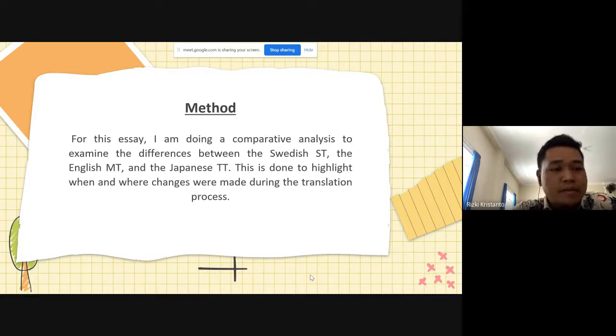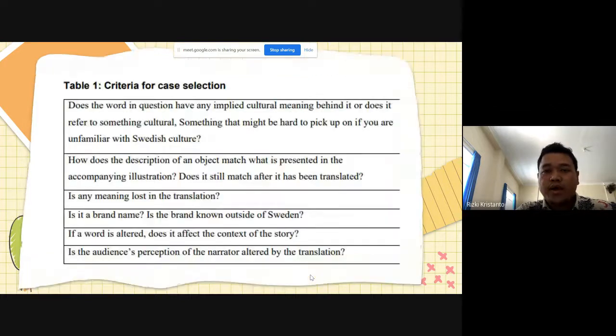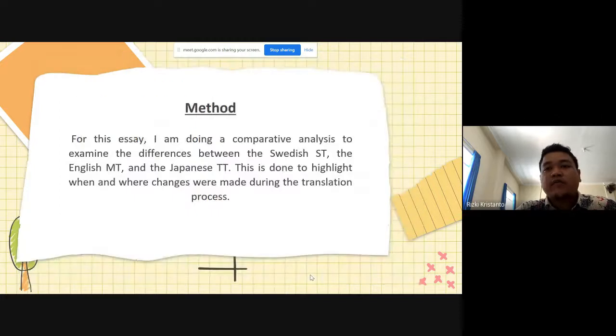And the method that is used is comparative analysis to examine the differences between the Swedish source text and English mediating text and Japanese target text. This is done to highlight when and where changes were made during the translation process. Yeah, this is the way the researcher does research to detect what has been reviewed before. And this is the criteria for case selection.